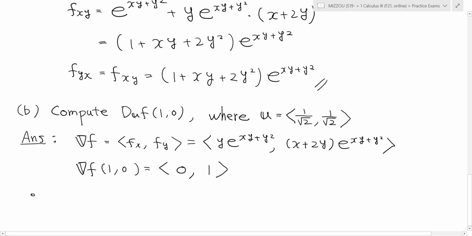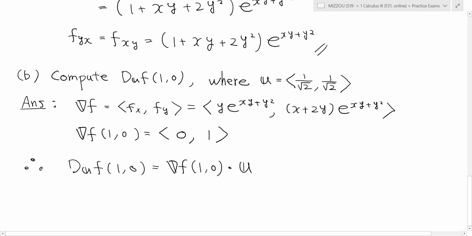Therefore, the directional derivative is computed as the gradient dot the vector that gives you the direction. So in this case, (0, 1) dot (1 over root 2, 1 over root 2), and that is equal to 1 over root 2. So the answer is 1 over root 2.